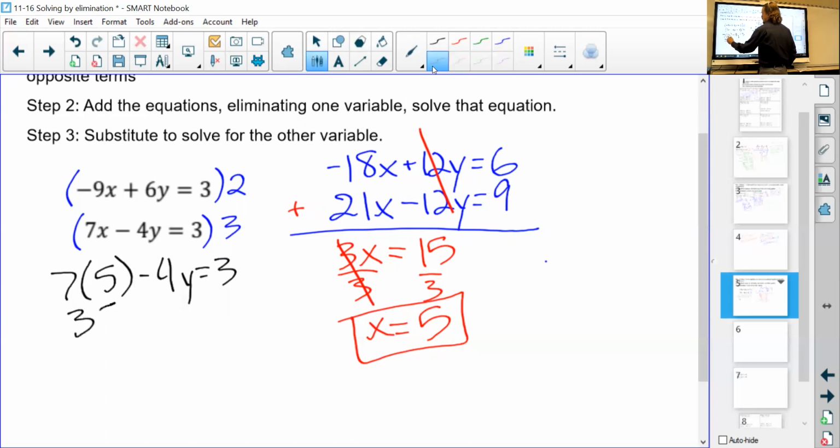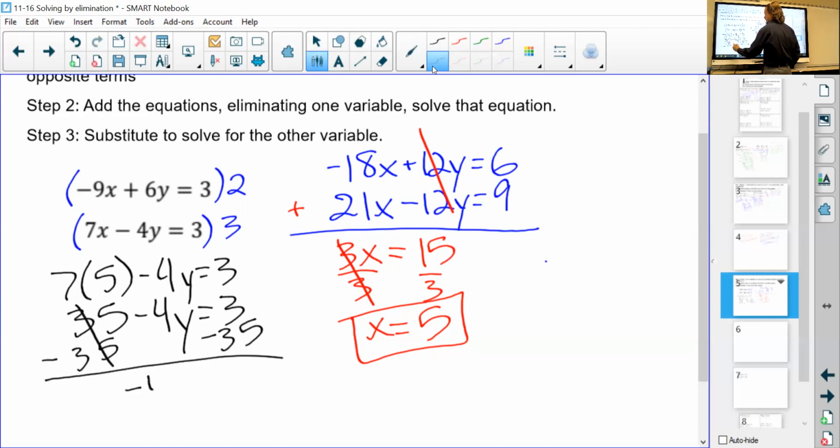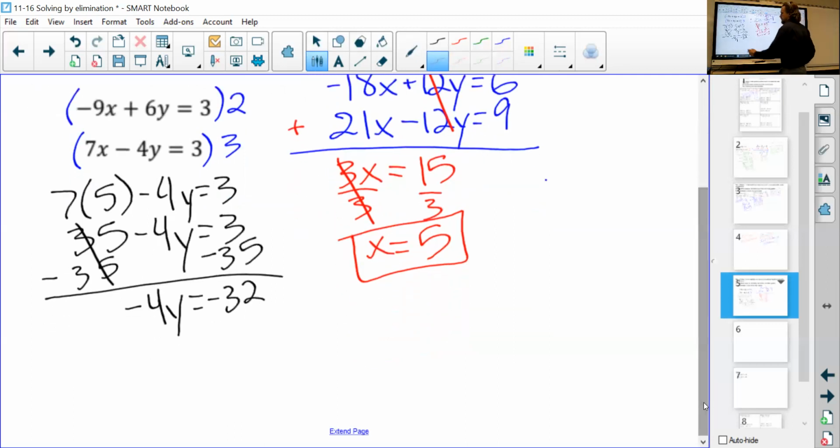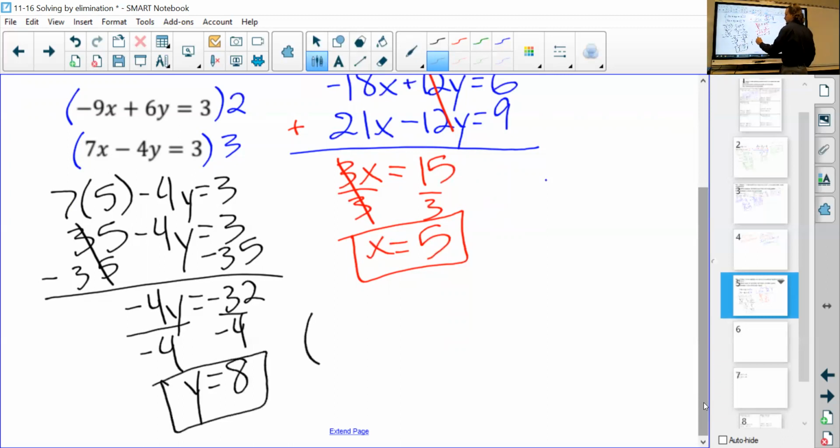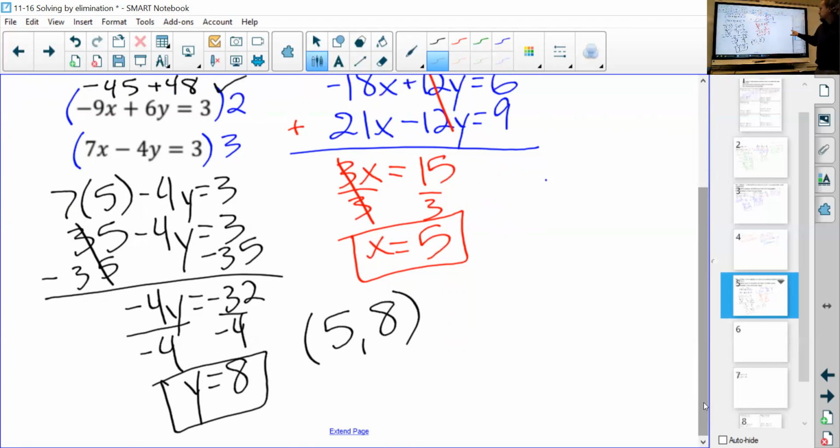So 7 times 5 is 35, minus 4y, and then we're just solving a two-step equation here. Minus 35 to both sides gives us negative 4y equals negative 32. We divide both of those by negative 4 and get y equals 8. So there's our ordered pair, 5 comma 8. We could put it back into our other equation just to be sure. 5 times negative 9 is negative 45. 6 times 8 is 48. And negative 45 plus 48 definitely equals 3. This checks out.